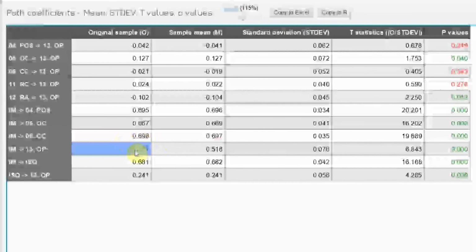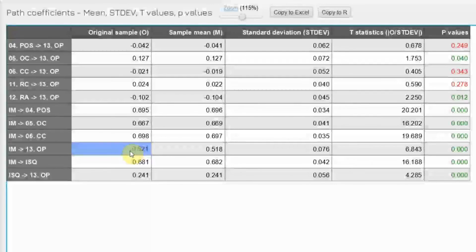So with the inclusion of the mediator, the path did decrease. That is, some of the effect is now passing directly, some of the effect is passing indirectly. Is the direct effect significant? Yes. So your direct effect is significant, your indirect effect is significant. It is partial mediation. If this would have been insignificant, then this would have been full mediation, because the whole impact of IM on OP would have been passing through ISQ.